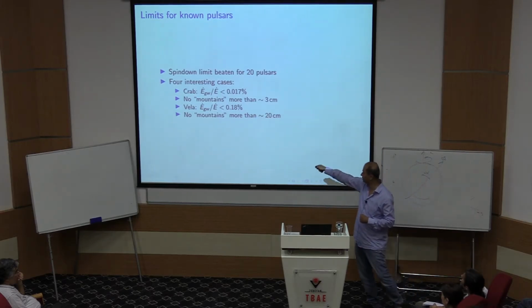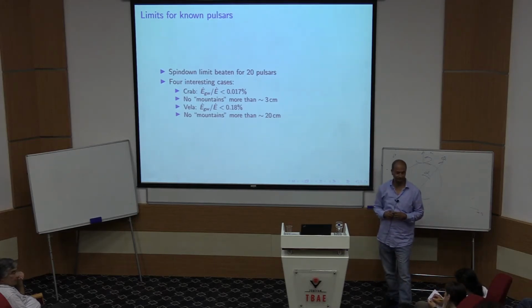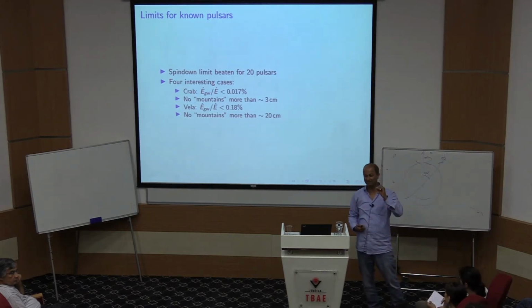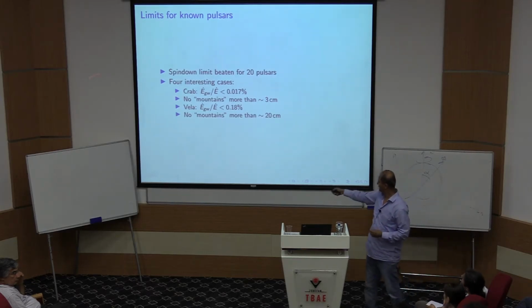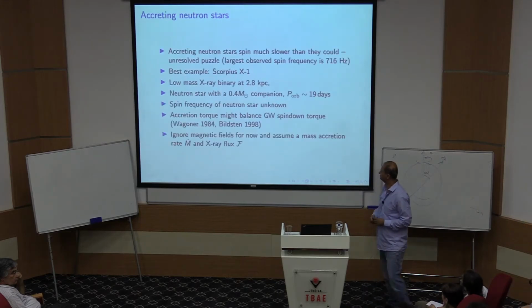It tells us that the mountains on the Crab can be no more than 3 centimeters in height. And it's remarkable, right? I mean, imagine this system this far away, we can constrain the mountains to 3 centimeters. And Vela is okay. It's also impressive, but not as much as the Crab.